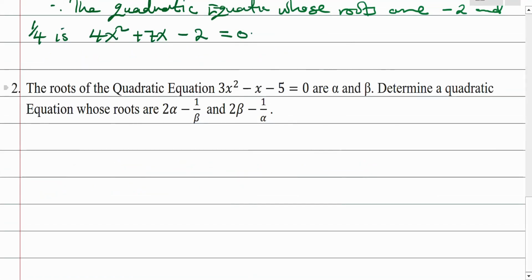The roots of the quadratic equation 3x squared minus x minus 5 equal to 0 are alpha and beta. Determine a quadratic equation whose roots are 2 alpha minus 1 over beta, and 2 beta minus 1 over alpha. So we can have our response.